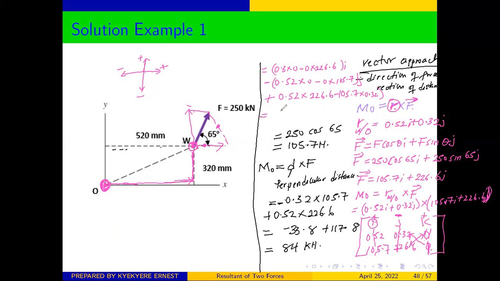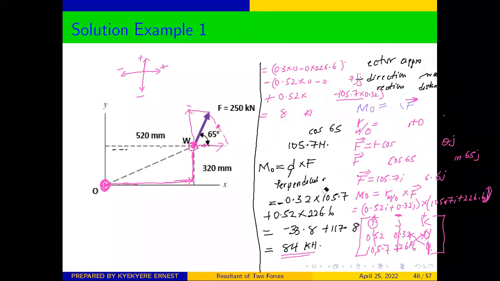So from here, our answer is going to be, this will go to 0, this will go to 0, and our answer will only be left with this part, which will give us 84.0 kilonewtons. So from here, you can see that our vector approach is giving us 84 kilonewtons, and our scalar approach is also giving us 84 kilonewtons. That is pretty much simple, isn't it?